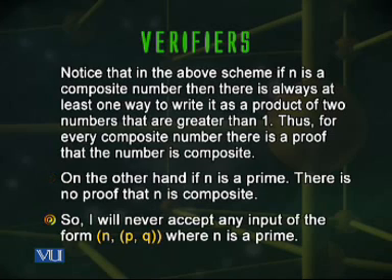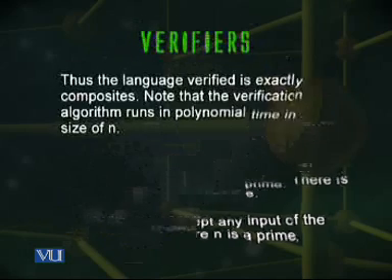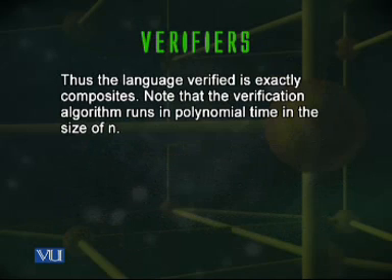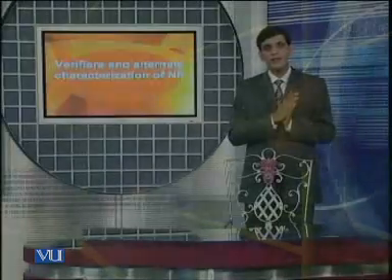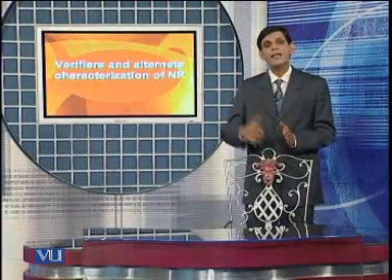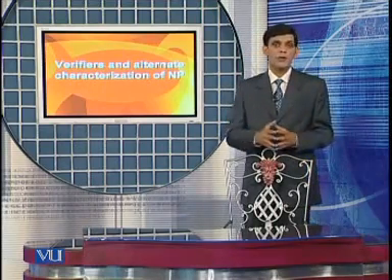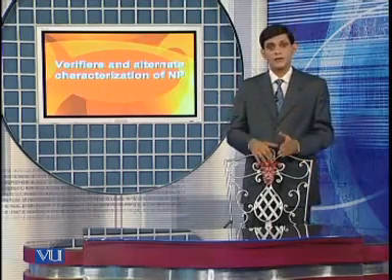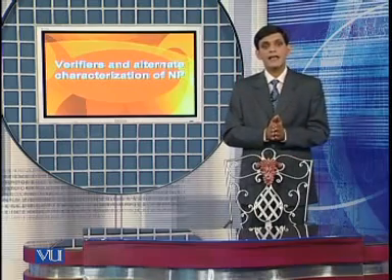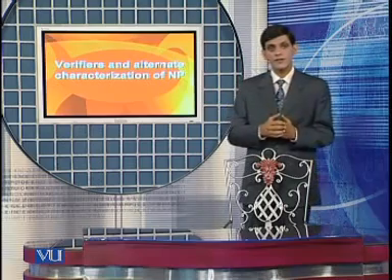So I will never accept any input of the form n, p, q, where n is a prime. Thus, the language verified by this verifier is exactly composites. What it means is, for every composite, there is at least one way to convince me that the number is composite. In fact, for some composites, there is more than one way to convince me.